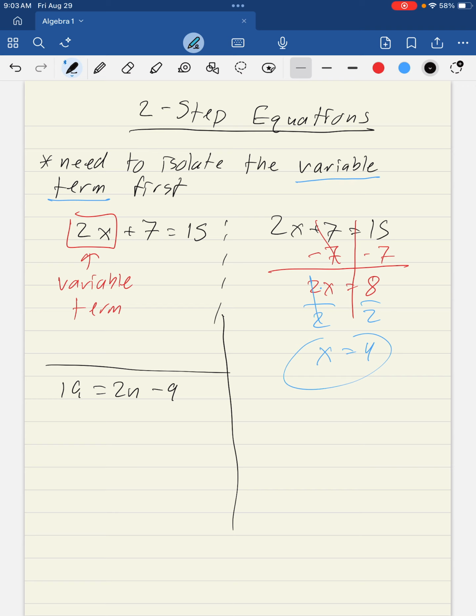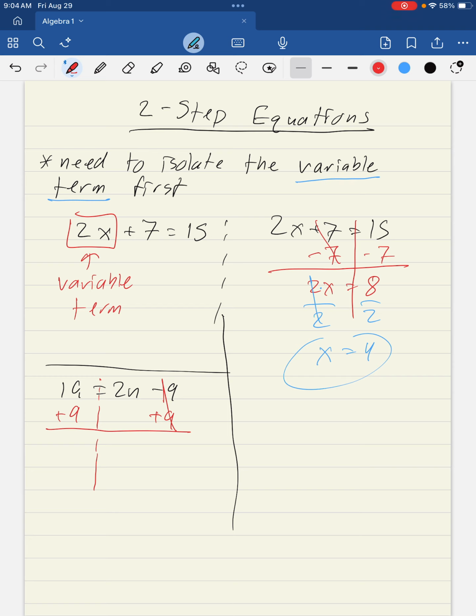So what we're going to do here, we need to identify what are we going to try and get by itself. Well, first things first, we need to get the variable term by itself. The variable term is 2n, so I need to get rid of this minus 9 first. So let's do that. Opposite of minus 9 is plus 9. And make sure we do it to the other side of the equal sign. We got to make sure we understand what we're doing. Plus 9. And also, you can always double check, make sure you're doing the correct inverse operation. Remember, minus and plus are inverse operations.